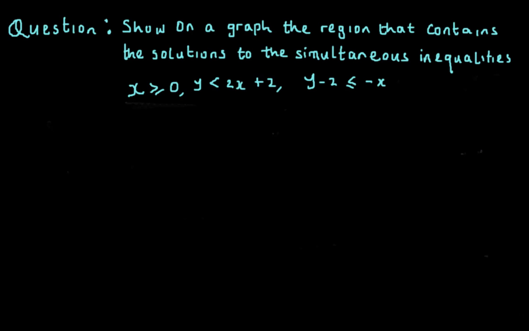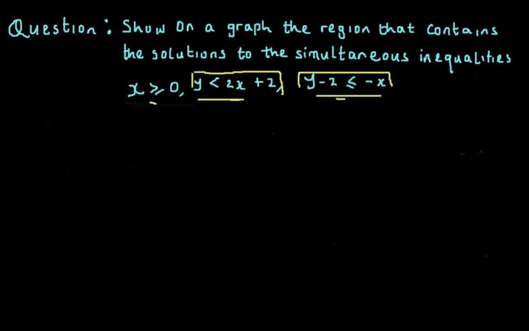Show on a graph the region that contains the solutions to the simultaneous inequalities. We have three simultaneous inequalities. So we have x is greater than or equals to 0, which is straightforward. We need to find the values to plot for this inequality and for the third inequality. Does this make sense? Now we need to do it separately.